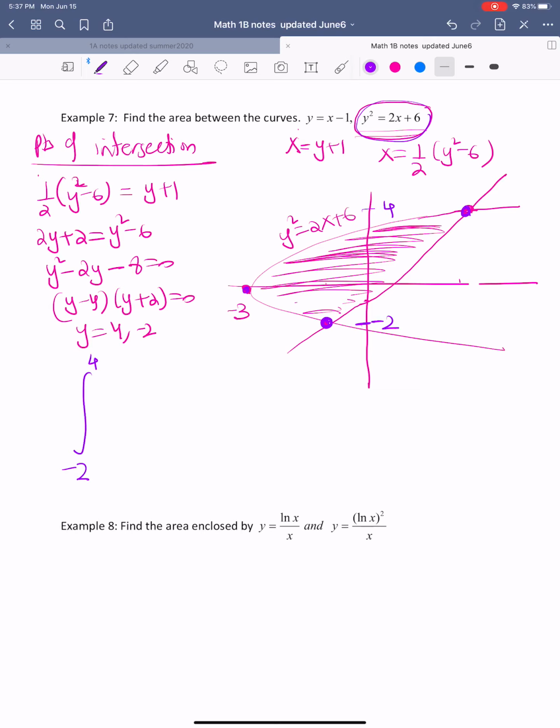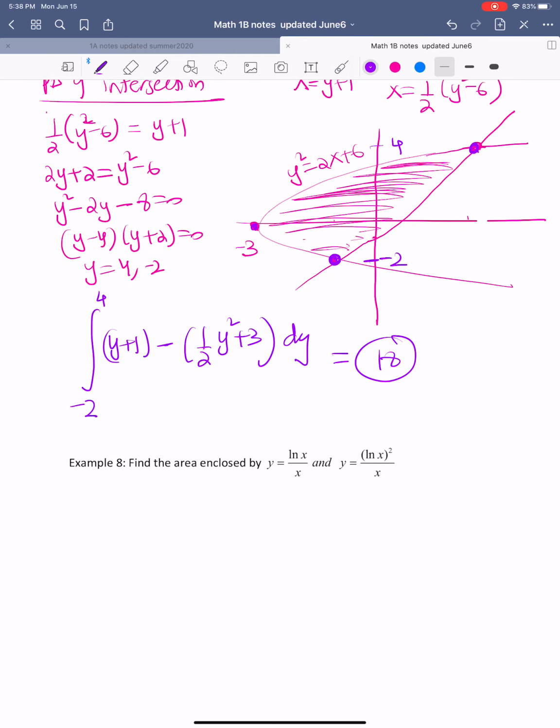The right curve, I'm going to write x as a function of y, plus 1, minus the left curve. If I distribute the 2 inside, it's that times dy. And when you simplify this integral, you can use a calculator or however you want to. It turns out to be 18.